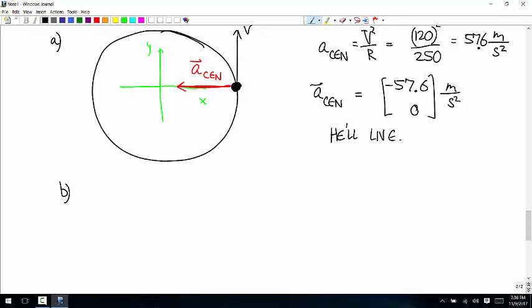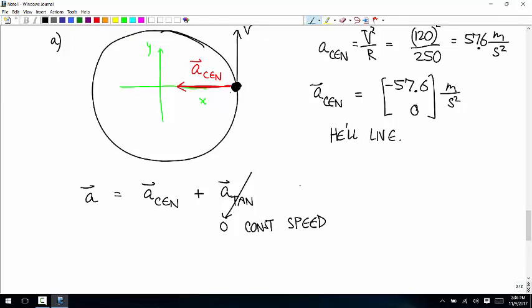So now we want to calculate the force applied to the pilot by the chair. Well, let me flesh this out a little bit, actually. So why did I say that's the centripetal acceleration? What about the total acceleration? That's what really matters. Well, the total acceleration is the centripetal plus the tangential. This one's 0 because it's a constant speed. And so the total acceleration is negative 57.6, 0.